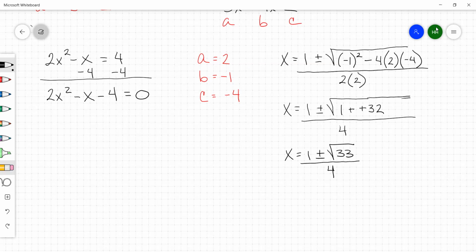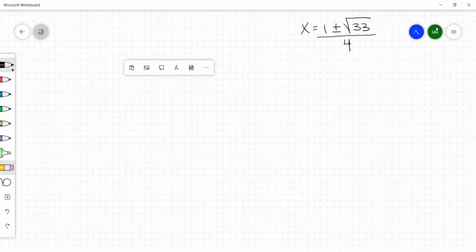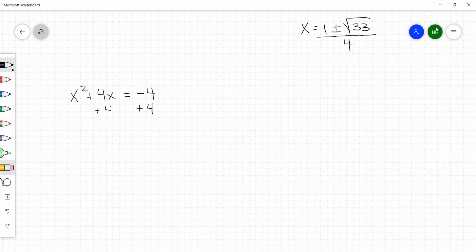All right, let's do one more. x squared plus 4x minus 4. I'm sorry, x squared plus 4x equals negative 4. So add 4 to each side first. x squared plus 4x plus 4 is equal to 0. Label your a, your b, and your c. So the a value is what's in front of the x squared, that's a 1. The b value is in front of the x, so that's a 4. And your c value is to the right of the x, and that's a 4 as well.